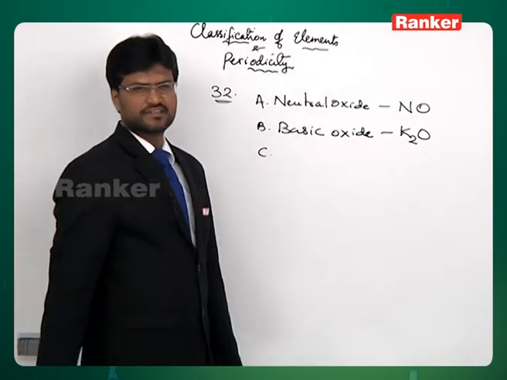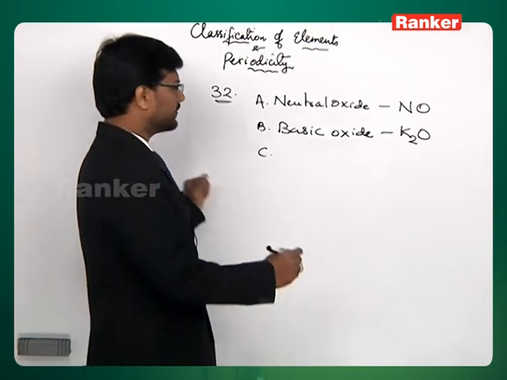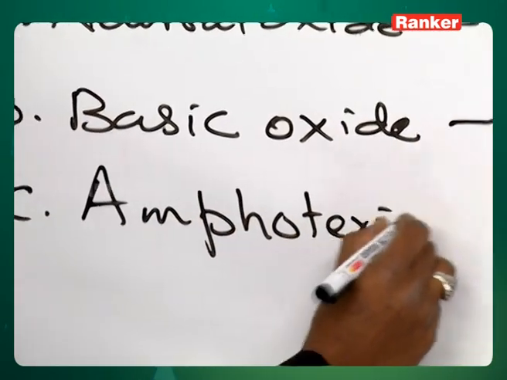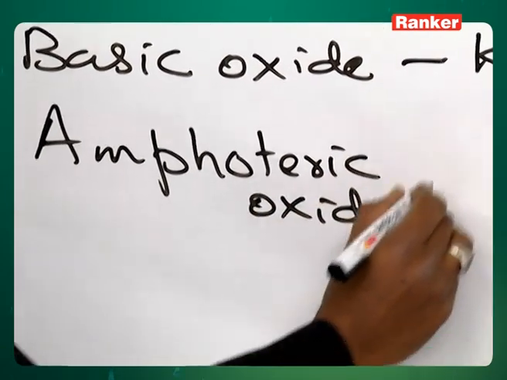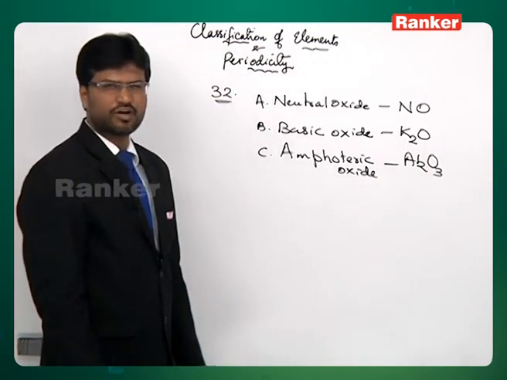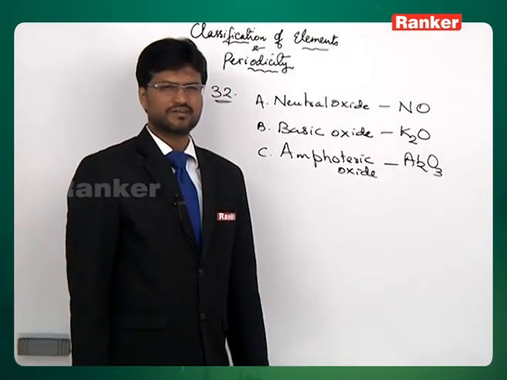Then C is amphoteric oxide. A very popular amphoteric oxide is aluminum oxide. Al2O3 is amphoteric. It is insoluble in water and it reacts with both acids and bases.